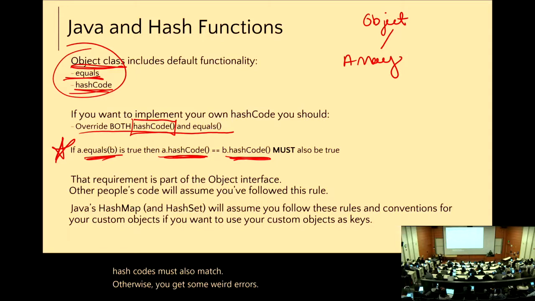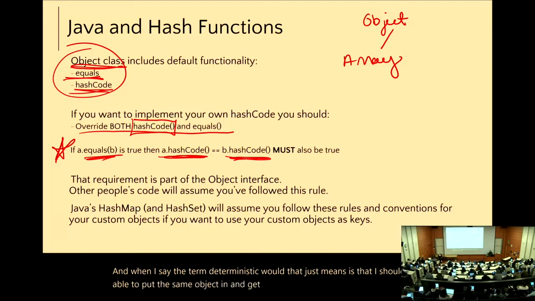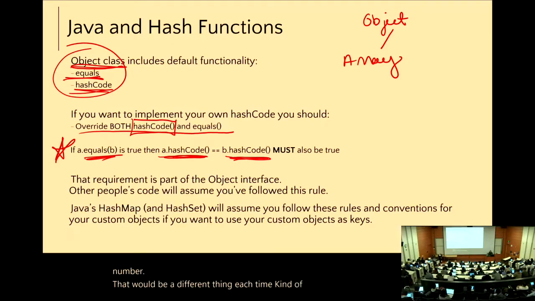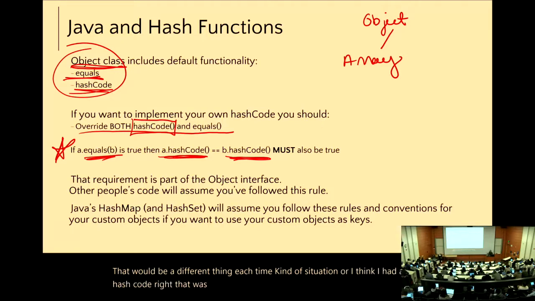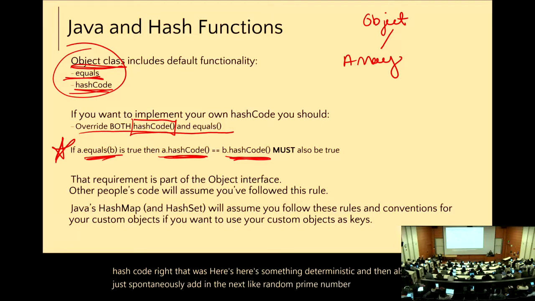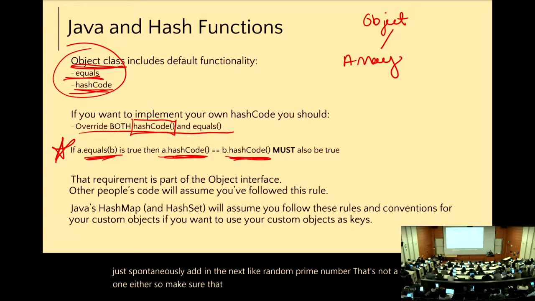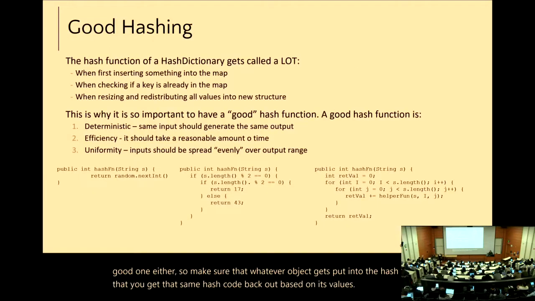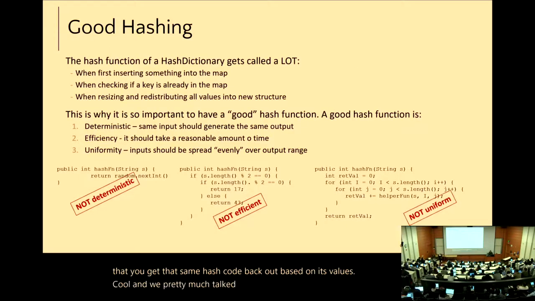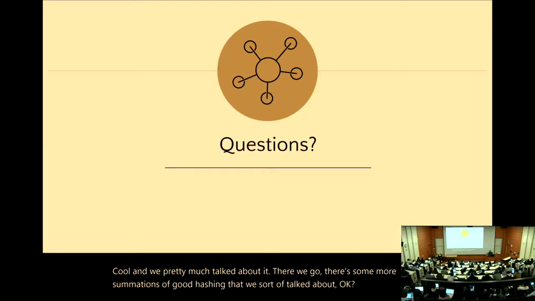And when I say the term deterministic, what that just means is that I should be able to put the same object in and get the same hash code out each time. For example, you don't want a hash code function that picks a random number. That would be a different thing each time. Or I think I had a hash code that was deterministic, and then also just spontaneously added in the next random prime number. That's not a good one either. So make sure that whatever object gets put into the hash code, you get that same hash code back out based on its values. Cool. There's some more summations of good hashing that we talked about. Okay. Any questions so far?